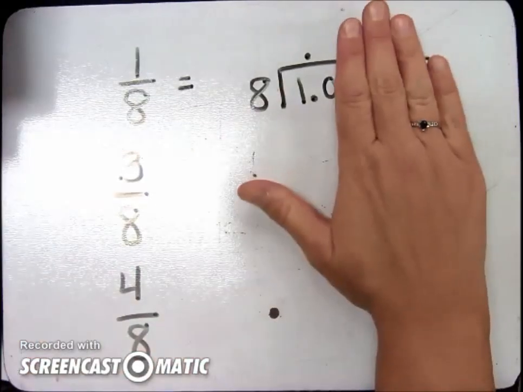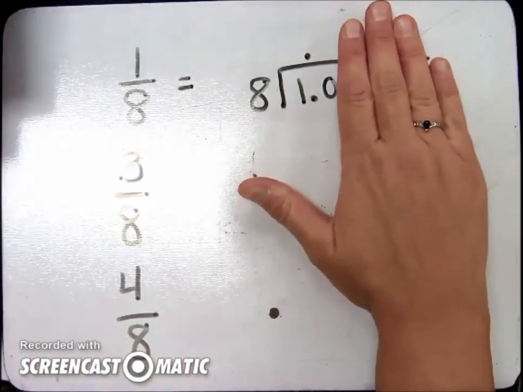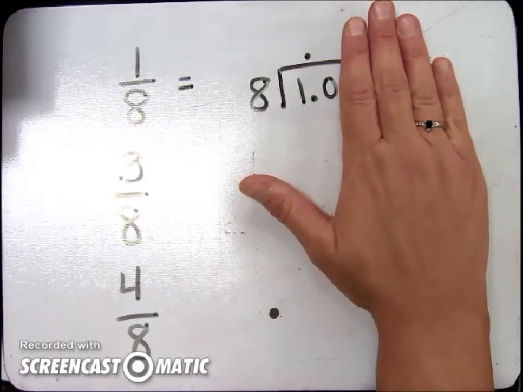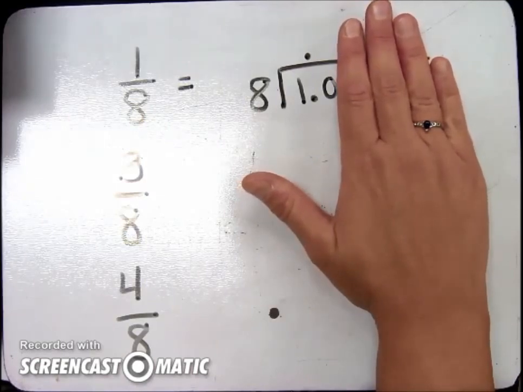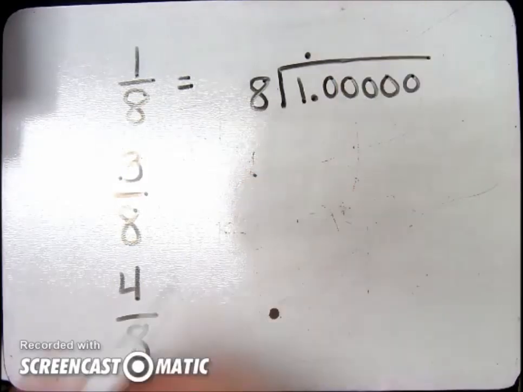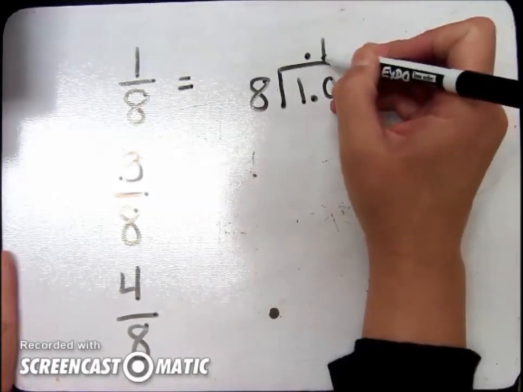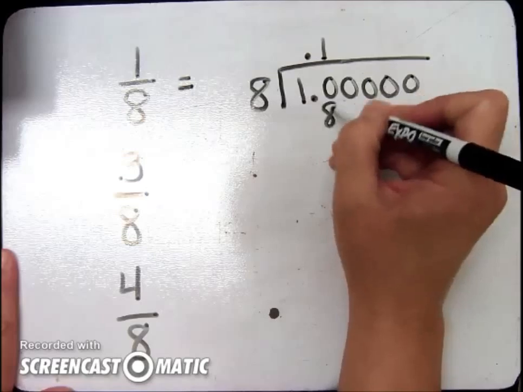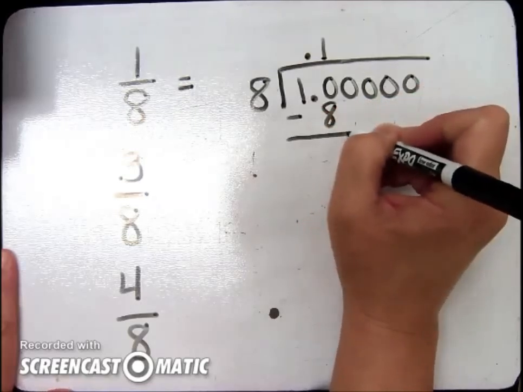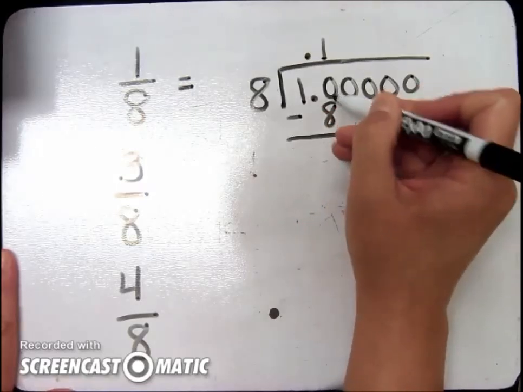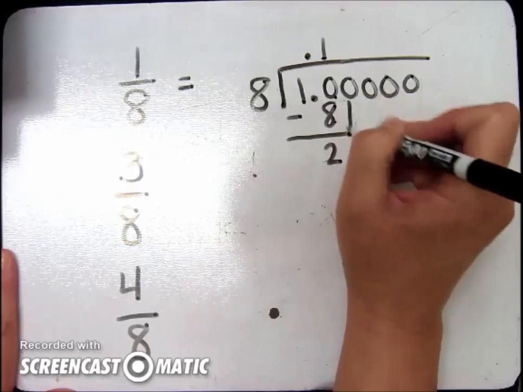And then I say, something times 8 is 10. Well, nothing times 8 is 10. So how close can I get? Well, I know 1 times 8 is 8. So I'm going to put the 1 here. 1 times 8 is 8. I subtract. 10 minus 8 is 2. And I bring down a 0.